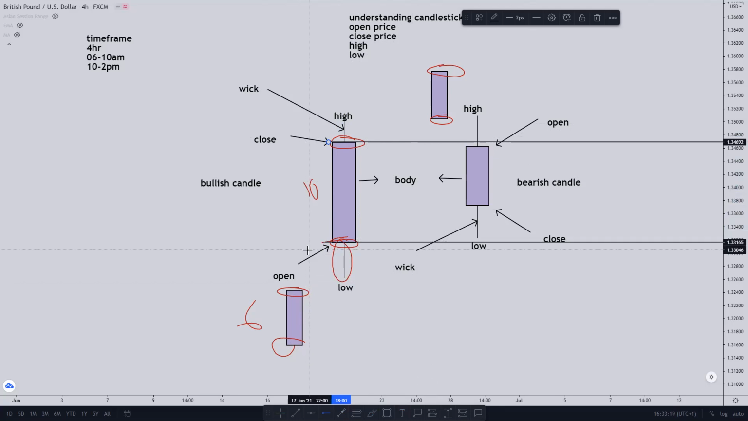It's easy now to understand that. Wait, let me go back. It's easy now for me to understand what you're telling me based on the price open and the price close, by telling me that it opened at 1.33165 and closed at 1.344.